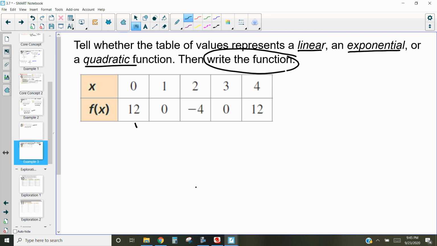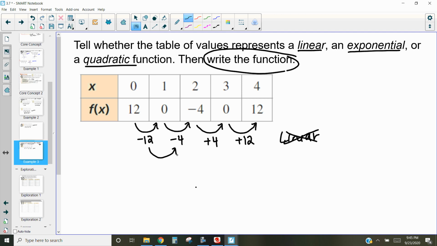How do we go from 12 to 0? Well, that's going to be minus 12. To go from 0 to 4 is minus 4. From 4 to 0 is plus 4. And from 0 to 12 is plus 12. Okay, now let's look at those second differences because it's obviously not linear. So now let's look at our second differences. Negative 12 to 4, well, that's plus 8. Negative 4 to positive 4, that's plus 8. And 4 to 12, well, that's plus 8. So notice how these are all plus 8. So this means we have a quadratic.